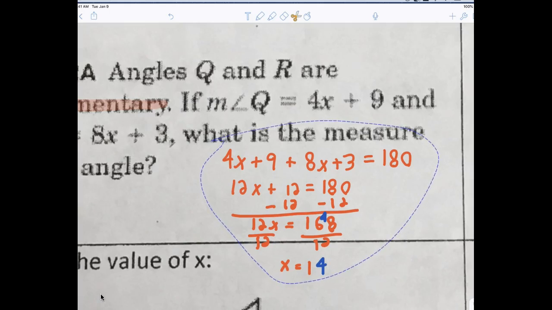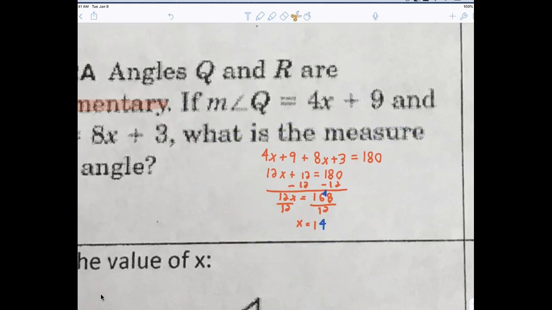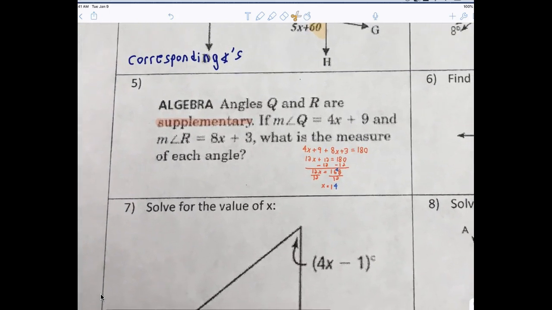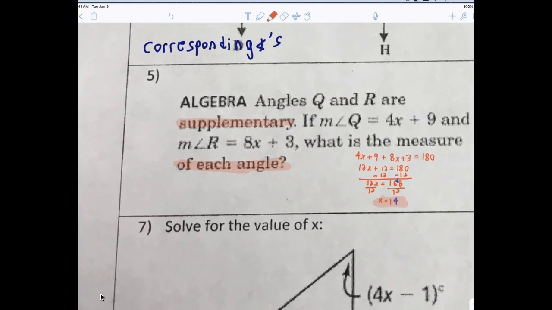Now what we have to do is make sure we answer the question. All right, what is the measure of each angle? This is why most people make a mistake. They don't answer the question. We found x, right? But we didn't figure out the angle. Now we have to put x back in.